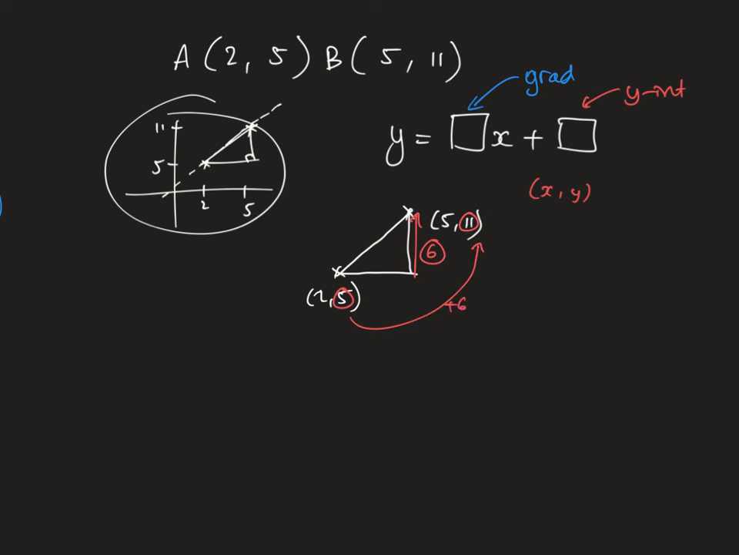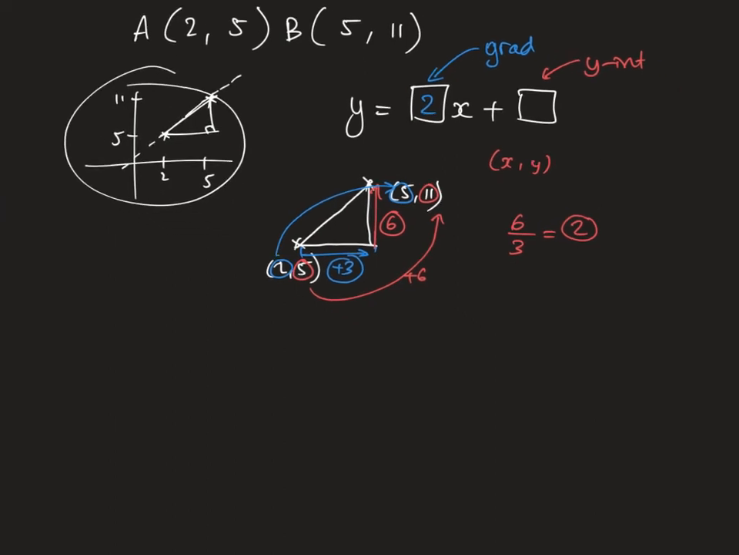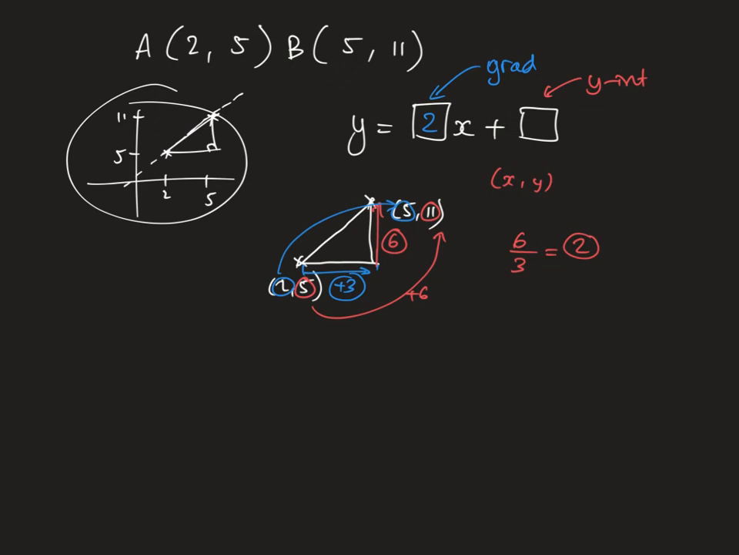And then what we want to do is find out what our x change has been, how much it's gone along. It's gone from 2 to 5, so that has gone by 3 because 2 plus 3 is 5. So now we have our little triangle where our rise is 6 and our run is 3, and 6 divided by 3 is 2. So we know that our gradient is 2. Now, how do we find the y-intercept? Hopefully you're okay with this.